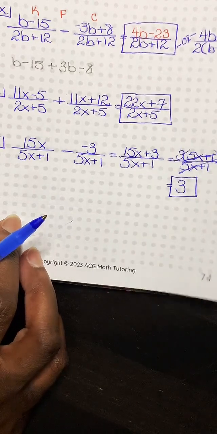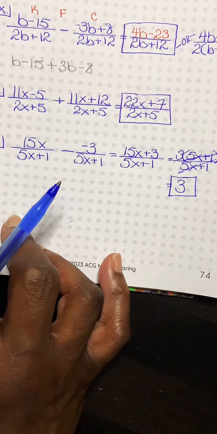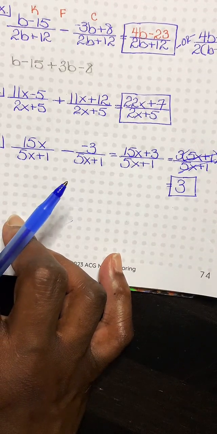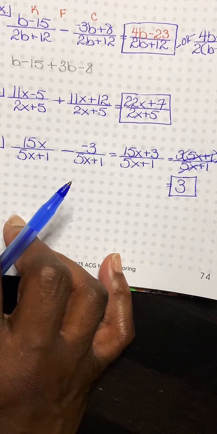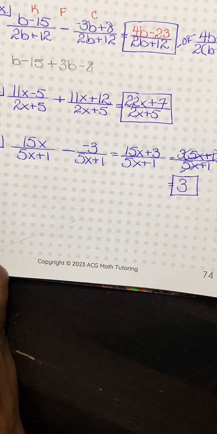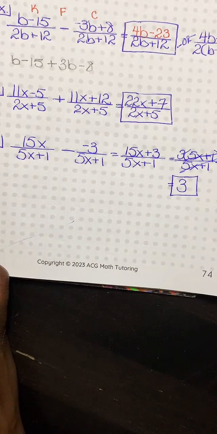Should we or shouldn't we? You know what? I think we should. Why not? Let's see what we can do. Let's see what kind of damage we can do when the denominators are unlike. You guys ready for that? Do it.